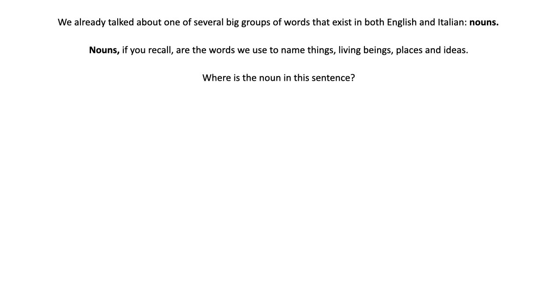So let's look at a sentence and let's locate the noun in there. The professor teaches, right? Which is the word that names a thing or living being or place or idea? Well, it's right here, right? Professor is a living being. So that is our noun. Okay? I hope you also recall, even though I'm not going to show it in the slide, that there is another type of word, the article, and the is our article here, right?